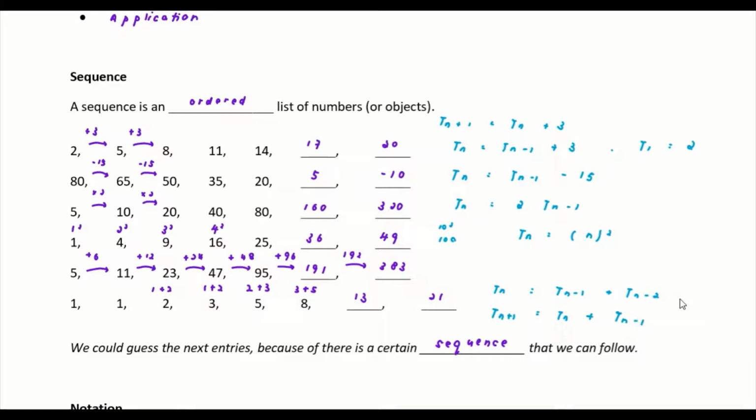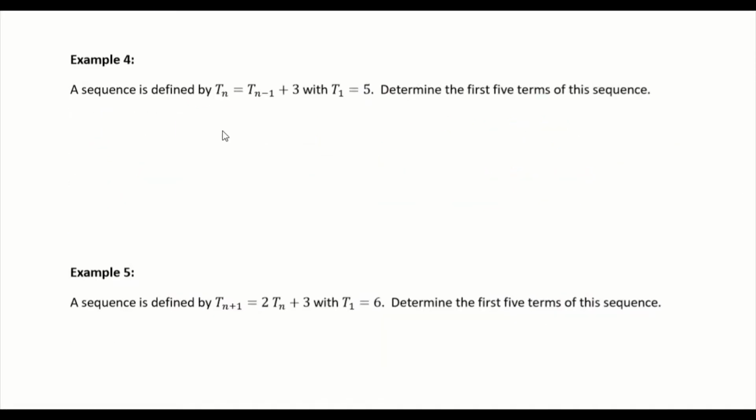Then your previous term is going to be Tn minus 1. Okay, so this is a bit similar to example 2 that we did just now. That's pretty much the idea. Let's move on to the next example. Number 4, 5, 6, and 7. It's basically for you to get used to the recursive equation so that you understand how to write down your term. So a sequence is defined by nth term equals n minus 1 term plus 3, with the initial term equal to 5.